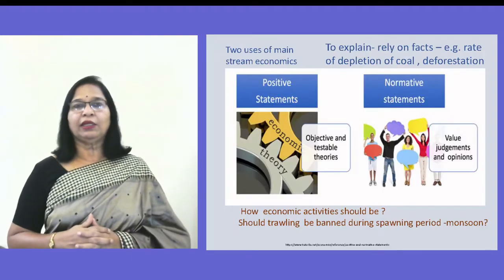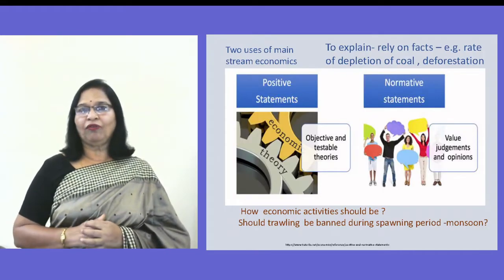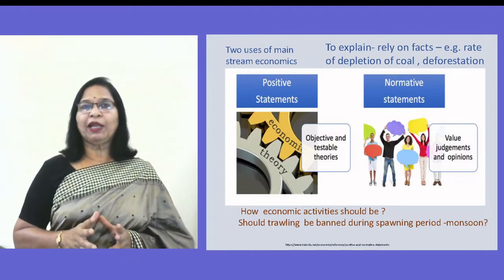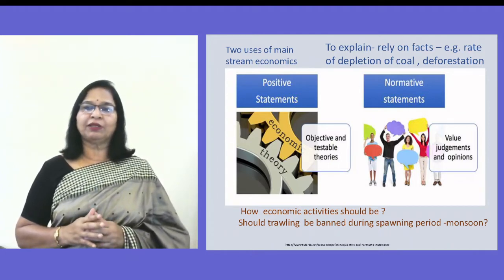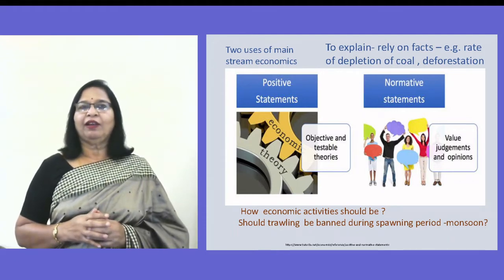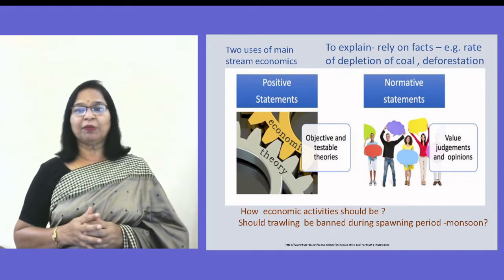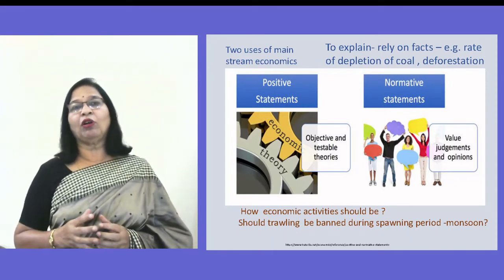Now let's look at the two main uses of economics. The purpose of economics is to explain phenomena that happen around us. To explain phenomena, for example, in the case of environment, let me take this example of depletion of coal or deforestation.